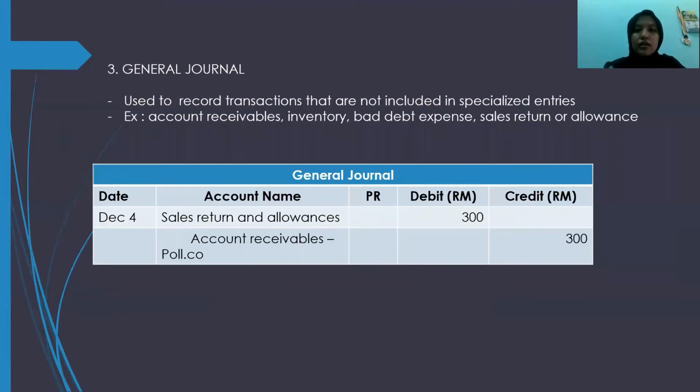So the third journal is the general journal. This journal is used to record transactions that are not included in a specialized entry. Examples of related accounts are accounts receivable, inventory, bad debt expenses, and also sales returns or allowances.